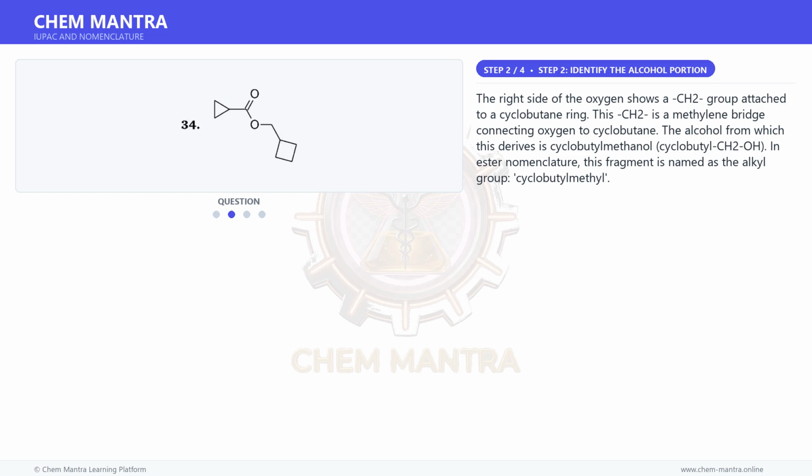Moving on to the next step. The right side of the oxygen shows a CH2 group attached to a cyclobutane ring. This CH2 is a methylene bridge connecting oxygen to cyclobutane. The alcohol from which this derives is cyclobutylmethanol, cyclobutyl CH2OH. In ester nomenclature, this fragment is named as the alkyl group cyclobutylmethyl.